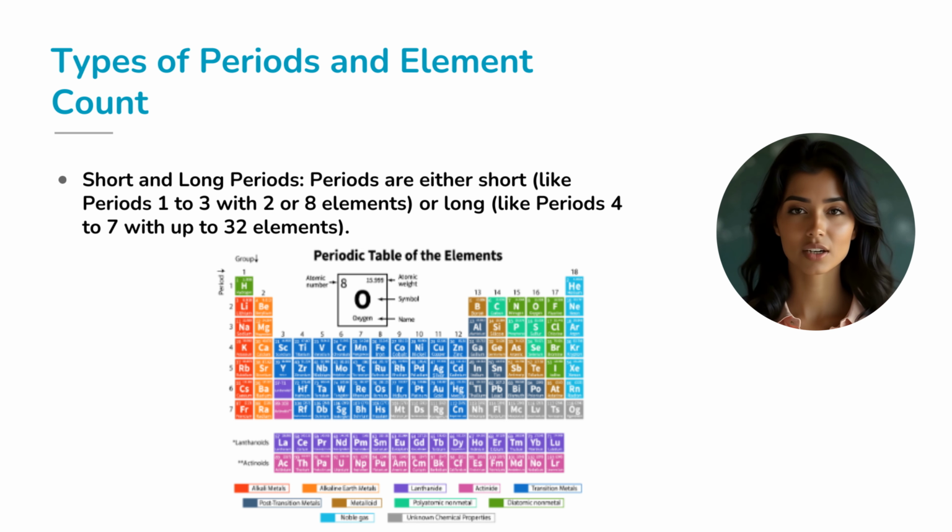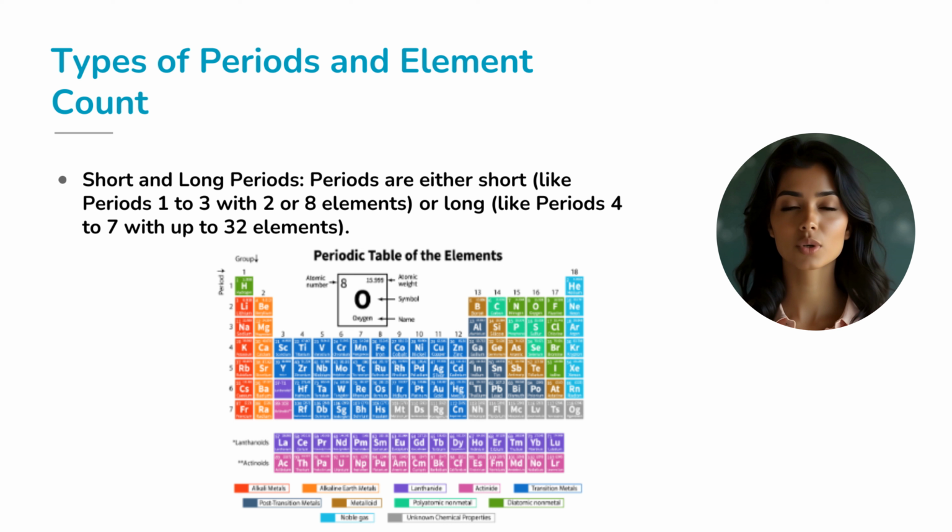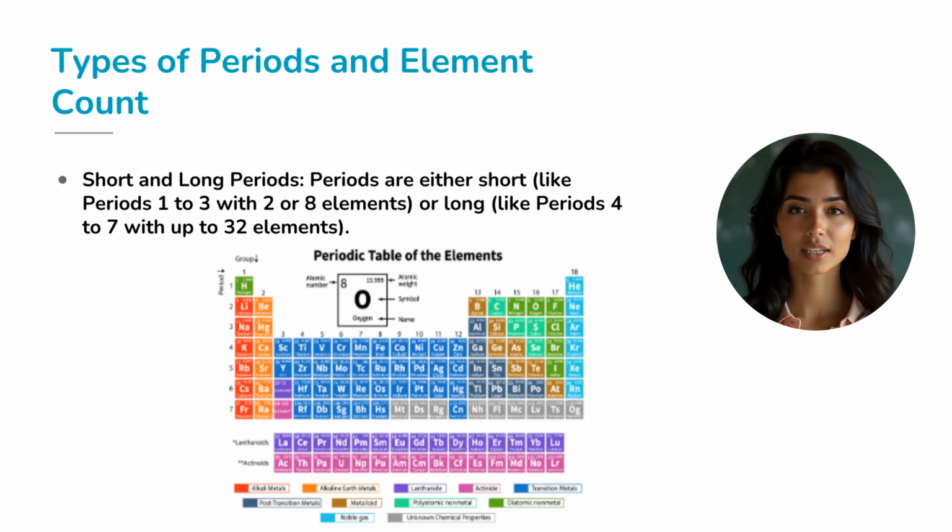Not all periods are created equal. Some are short and sweet, others are long and complex. Period 1 is the shortest of them all, with just two elements, hydrogen and helium. That's because only two electrons can fit in the first shell. Then we have periods 2 and 3, each with 8 elements. This is where the L and M shells begin filling up.